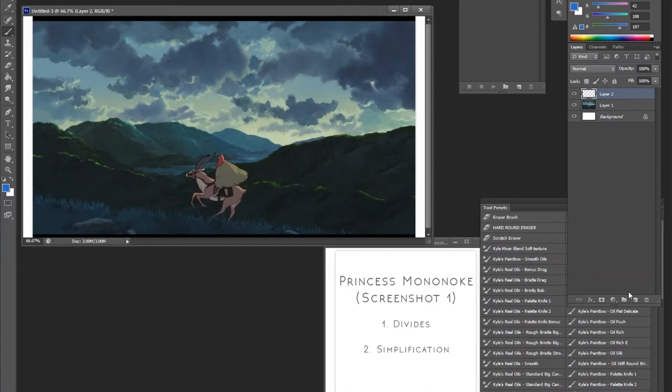So in this case, we get the sense of height, despite the fact that chances are we should traditionally use a portrait canvas in order to create the sense of verticality. So we get a huge sense of scale here through the divides. Now, the divides here are pretty simple.